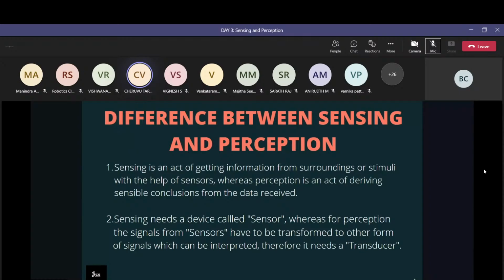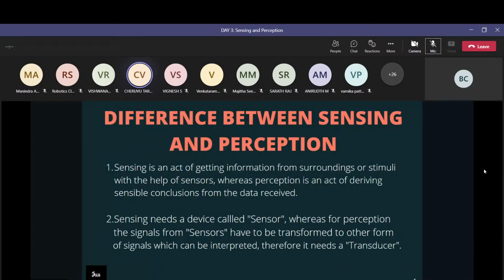The second point tells us that sensing needs a device called a sensor. We have discussed it earlier. A sensor is a basic electronic device used in building robots. Basic robots also have different types of sensors. A sensor is a device used in building robots to help them sense the changes in their environment. That's a sensor.